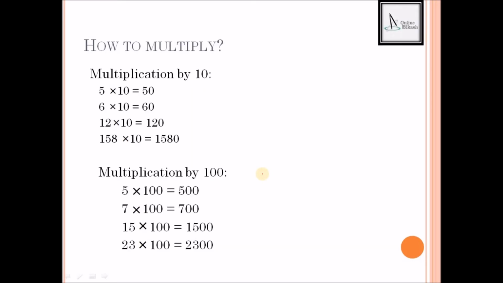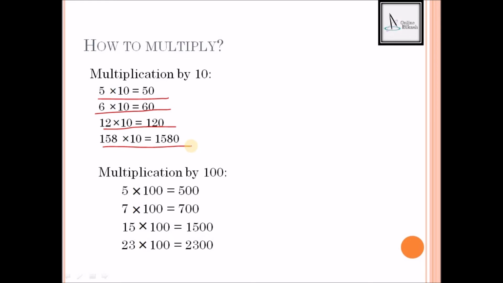how to multiply? First of all, we will see multiplication by 10. Okay, so here you see 5 into 10 equals what? 50. Okay, 5 tens are 50, 6 tens are 60, 12 tens are 120, 158 tens are 1580.